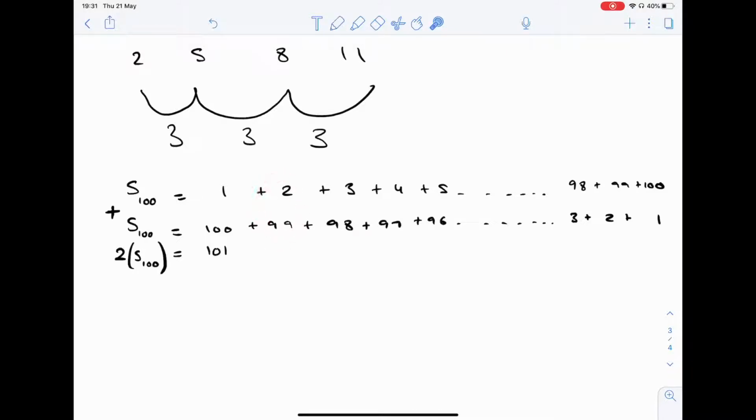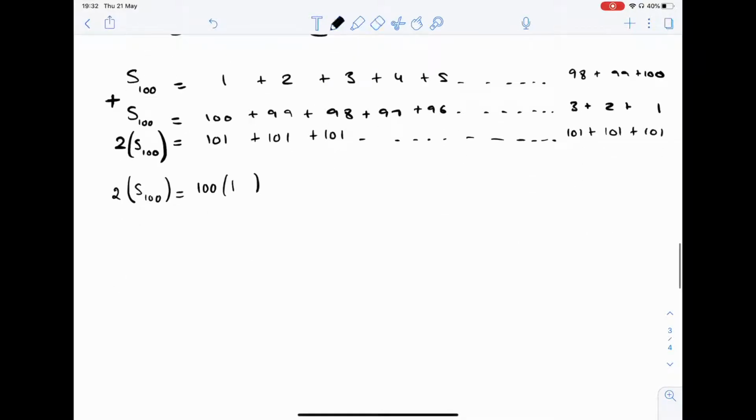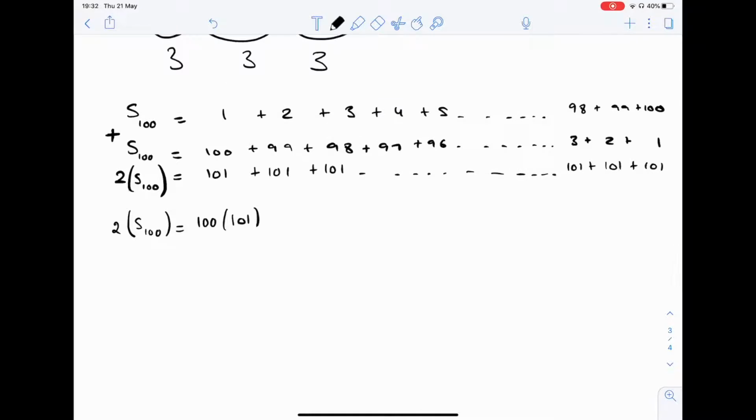The next one also gives us 101. The next one also gives us 101. Let's say we keep on going, check at the end, 99 plus 2 is 101, 100 plus 1 is 101. So now we've got an expression for the sum of 100, and we've got a bunch of 101s. To find out how many, we have to look at the number of terms. We're going from 1 to 100, and that's how many 101s we have. So we have 100 101s, and that's 2 lots of the sum to 100.